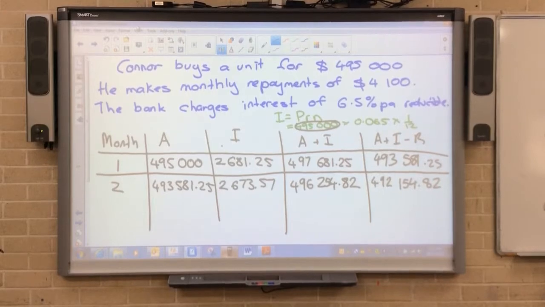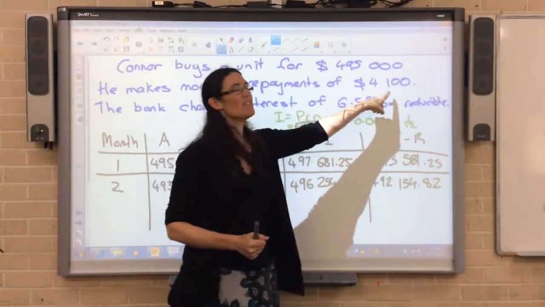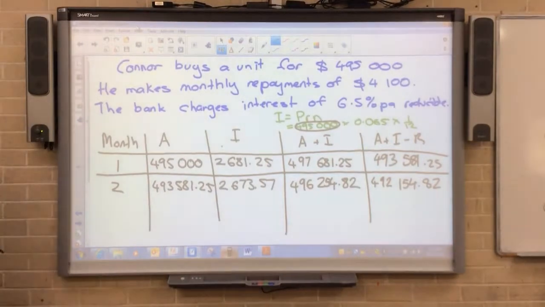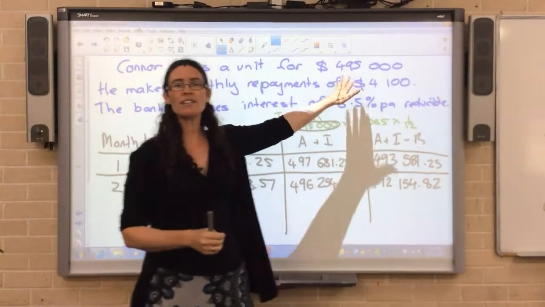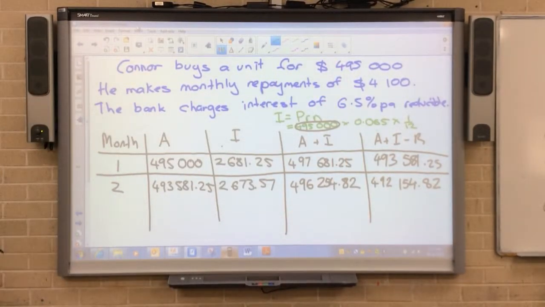Because if I know that he pays $4,100 for 15 years, I can do 4,100 times 12 times 15. That will give me the total that he paid. And if I just compare that total to the cost of the unit, the difference was the interest he paid. So if you get a question that says calculate the total interest, they don't want the 15 years worth of table. There's that nice easy way: just times it by how many times he pays it, subtract the original, and that gives you the total interest. So the total interest is much easier than just a couple of months worth.